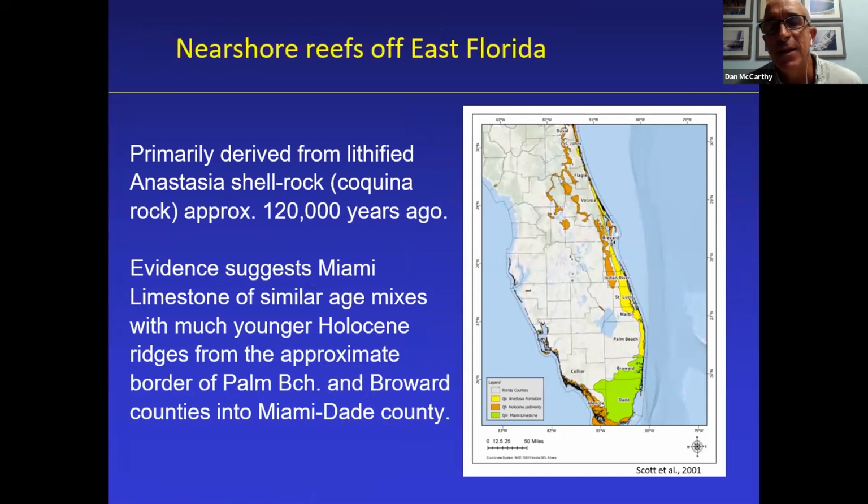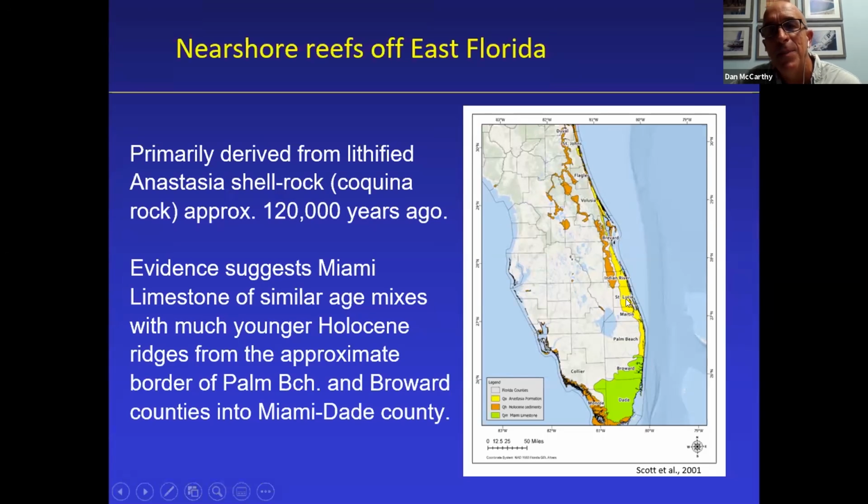So where do these reefs come from, okay? The basis of this reef is really non-living limestone, okay? And the zone that we're talking about is going from just south of St. Augustine in the Marineland area all the way down to the northern part of Miami-Dade County, okay? And we're focused on coastal shallow water reefs that occur in this zone.